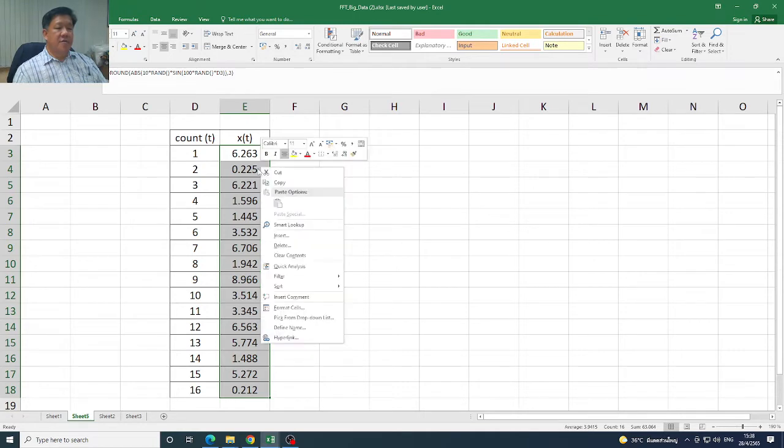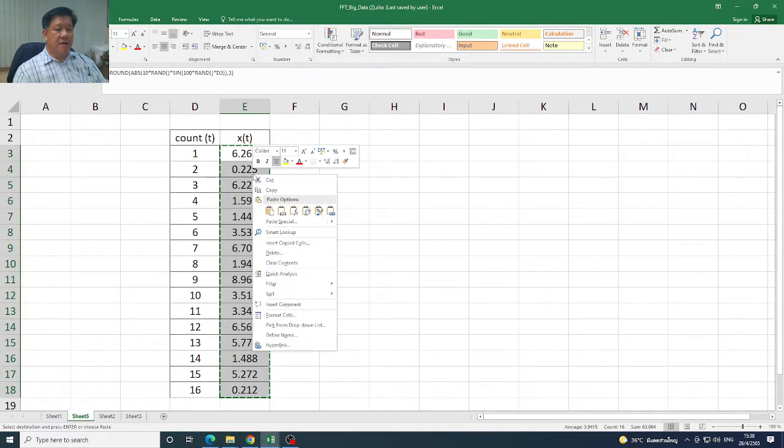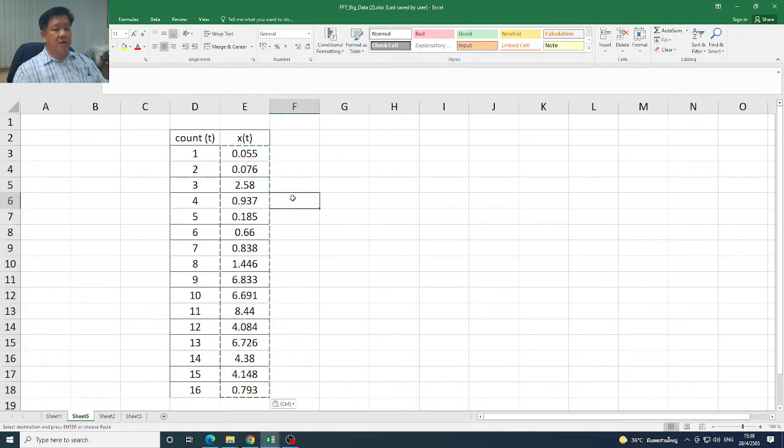And so I'm going to make a copy, and then I'm going to erase all the formula here. So now it becomes the exact number. It's not going to change anymore because all the formula related to the random has been erased.